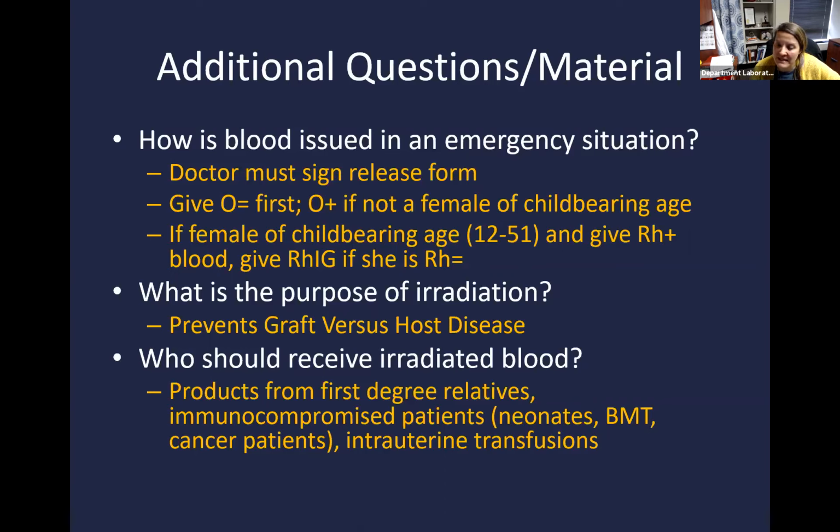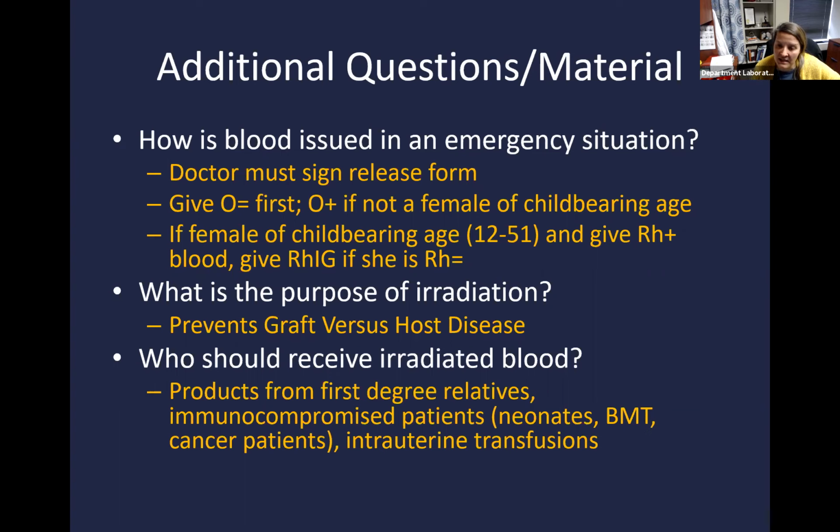And then who should receive irradiated blood? All right, so anytime you have a directed donation and the recipient is a first-degree relative, that product should be irradiated due to the similarities of the HLA and the recipient not recognizing it as foreign, but could still launch an immune response against the recipient. So all products from first-degree relatives must be irradiated.